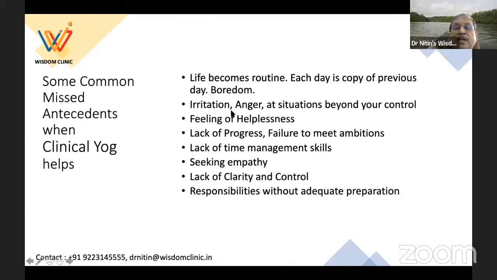Then sometimes there can be irritation or anger at situations beyond your control, and a feeling of helplessness. Then there can be lack of progress, failure to meet your ambitions, lack of time management skills. Then there is something called a lack of empathy, lack of clarity and control, and sometimes responsibilities are forced on you without adequate preparation. So these are the common antecedents that are present, which are a deterrent in behavioral therapy.